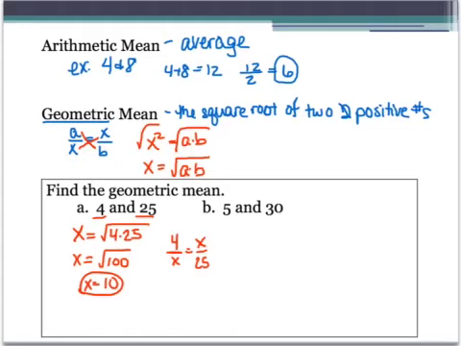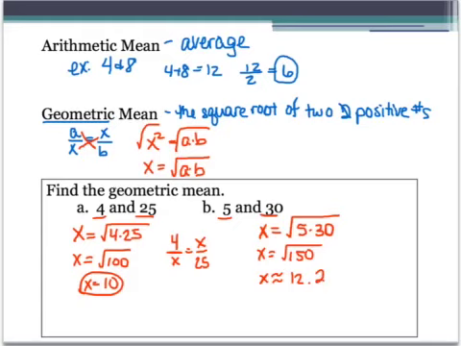Okay, the next one. Find the geometric mean of 5 and 30. So again, it's going to be the square root of the product of 2 positive numbers. 5 times 30. So I really have the square root of 150. And we really haven't talked about how to simplify that yet, so we can round our answers to the nearest tenth. The geometric mean of 5 and 30 is going to be 12.2.